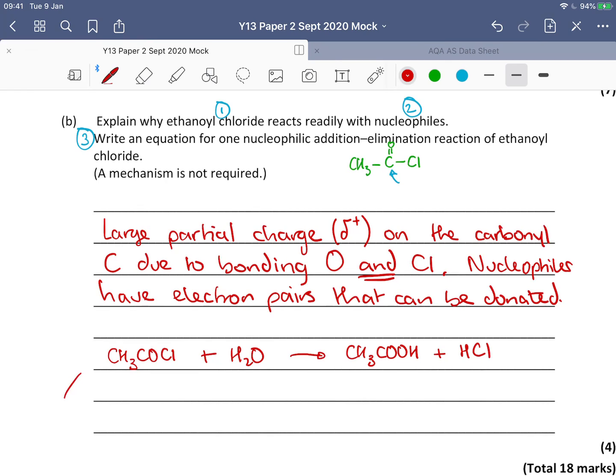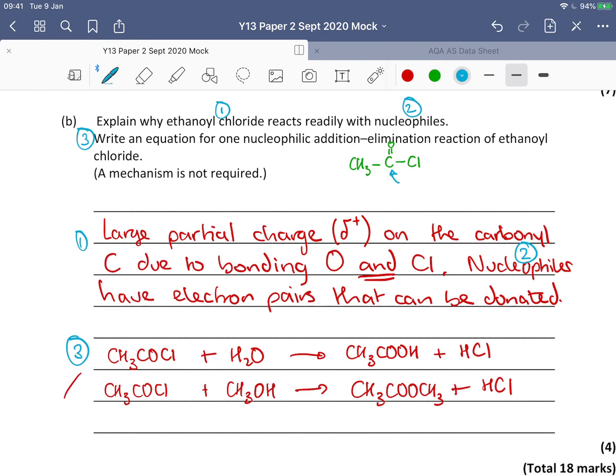Alternatively, we could react it with an alcohol to form an ester. Apologies. Do we always get HCl produced? And so, there's a few other things we could have done. We only need to do one of those. And we get 2 marks for our equation if we've got the correct species and it's balanced correctly.